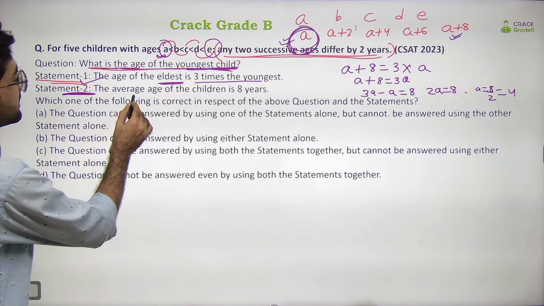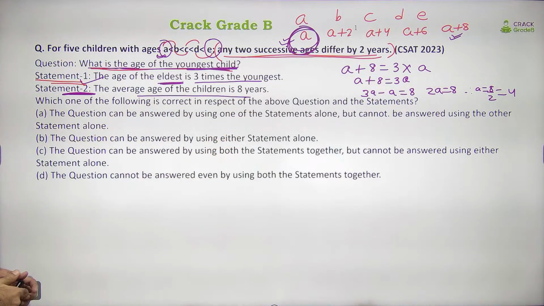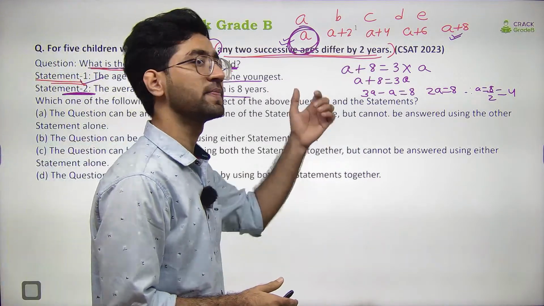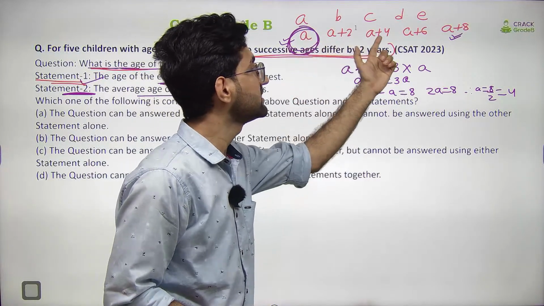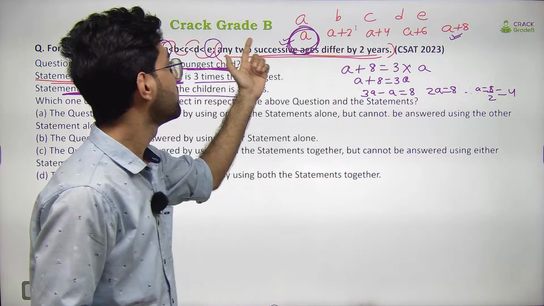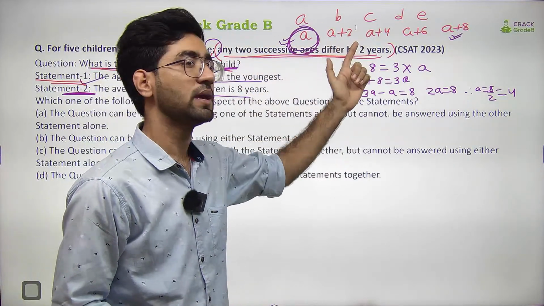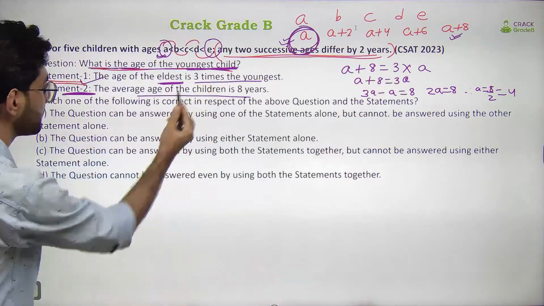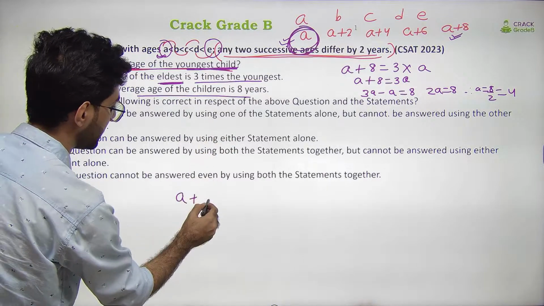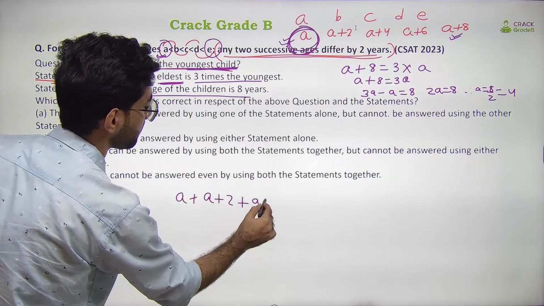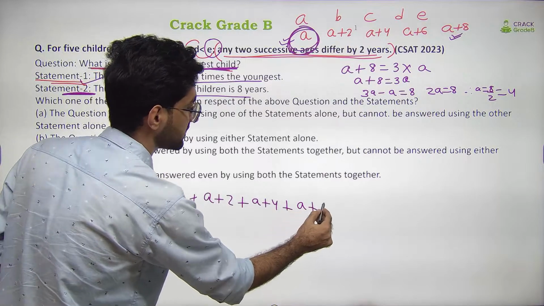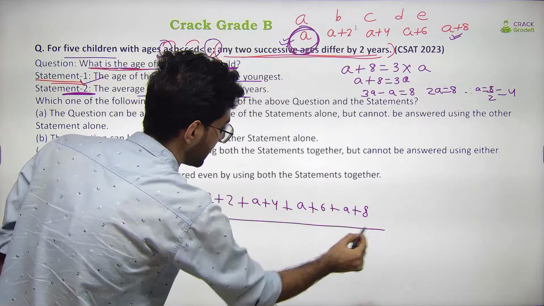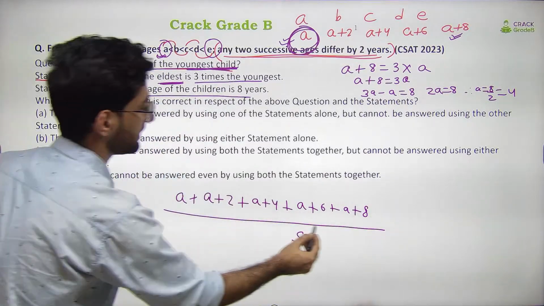Statement 2 says that the average age of the children is 8 years. So basically, these are the ages of 5 children: A plus 2, A plus 4, A plus 6, and A plus 8, right? So add all the ages: A plus 2, plus A plus 4, plus A plus 6, plus A plus 8. How many children? 5 children. So divide by 5, and that is equal to 8.